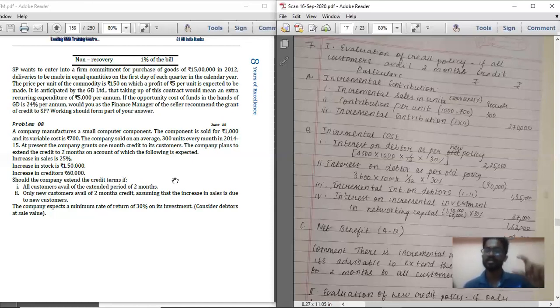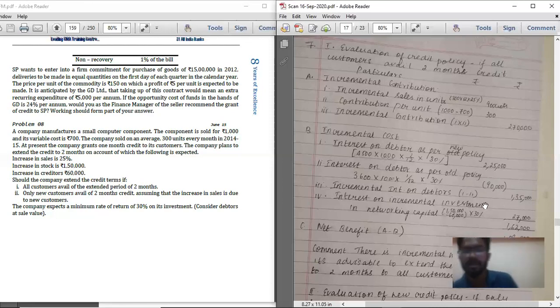We calculated interest on debtors as per new policy, and if we deduct interest on debtors as per old policy, we'll get the incremental interest on debtors. That is the increase in interest on debtors because of the change in policy. We'll get that by deducting the interest on debtors of the old policy from the new policy. So old policy is 90,000 in the inner amount column within bracket. So 2,25,000 minus 90,000, which is old policy.